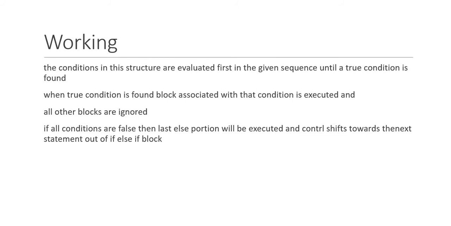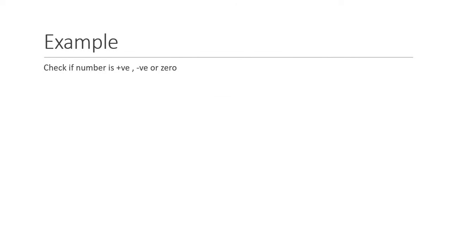Conditions in this structure are evaluated first in the given sequence until a true condition is found. When a true condition is found, the block associated with that condition is executed and all other blocks are ignored. If all conditions are false, then the last else portion will be executed and control shifts towards the next statement out of the if-else-if block. Let's take an example. Check if a number is positive, negative or 0.